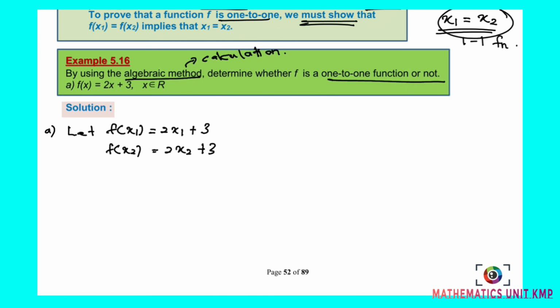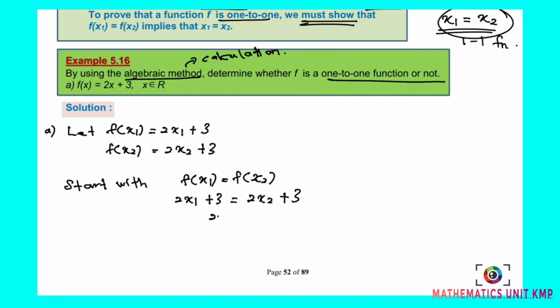Again, we need to show, we start with f(x1) = f(x2). So we substitute f(x1), which is 2x1 + 3 = 2x2 + 3. Then we simplify, so we have 2x1 = 2x2. Simplify again, we have x1 = x2. Okay, so we start off with f(x1) = f(x2). Then down here, we have x1 = x2.